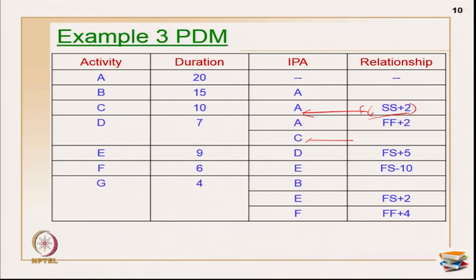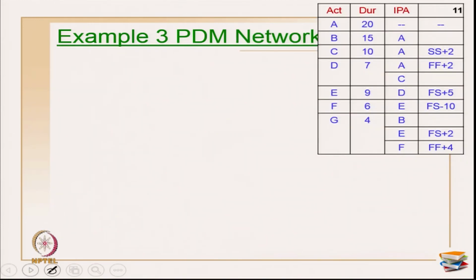When nothing is given, for example like activity C, then the default finish start is always there, okay. Here also it is finish start, that is understood. And this is finish start plus lag of 5, this is lead 10, this is lag 2, this is lag 2, lag 4. So these are the relationships I have used for my hypothetical case. The same example I have shown here, so that it is easy for you to follow how to draw the network. So I am having activity A, which does not have any IPA at all, and duration is 20. So this is a network representation.